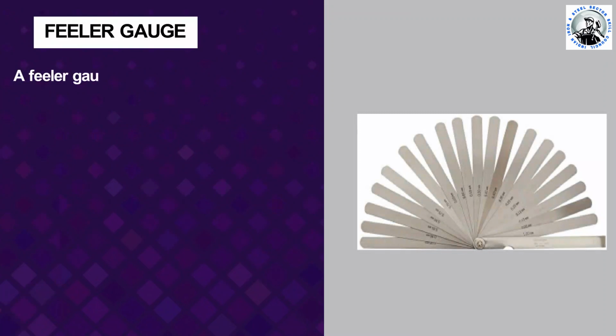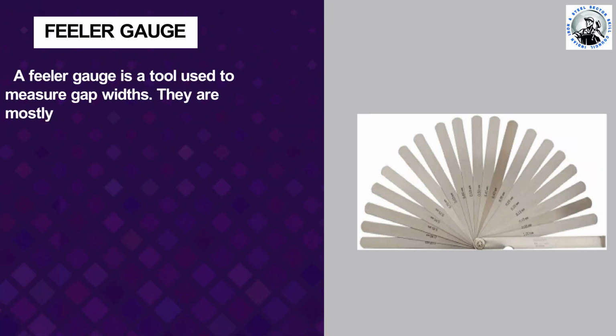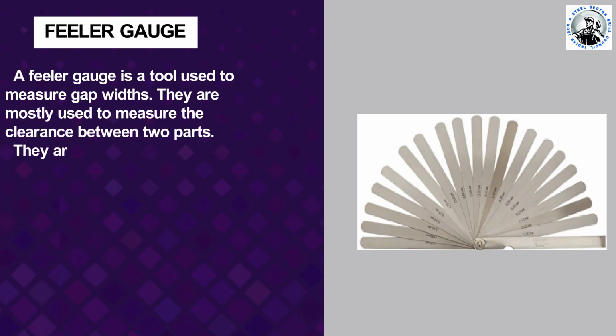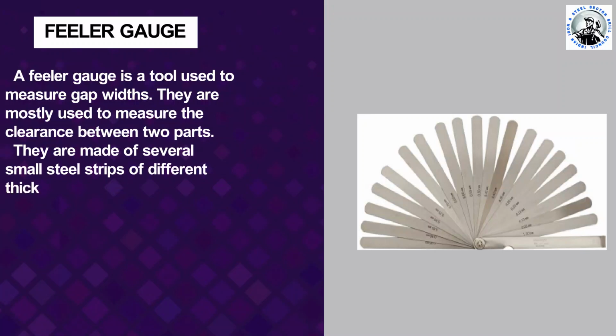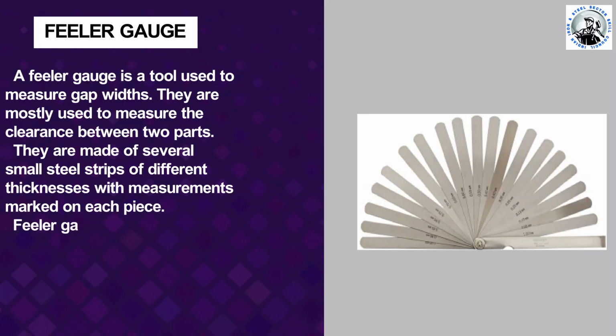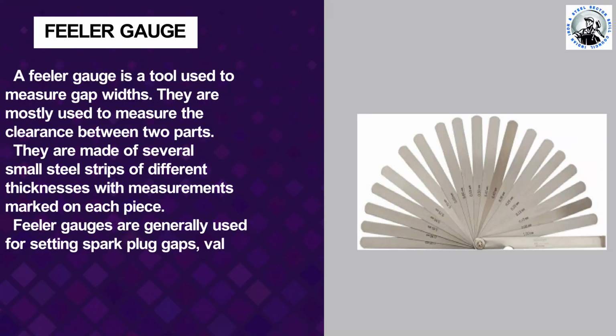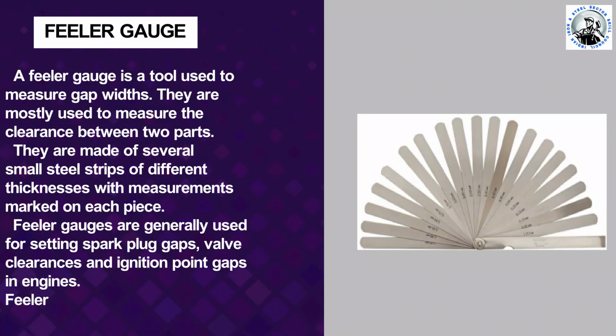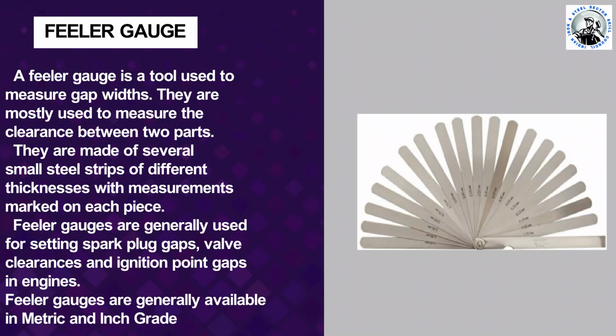A feeler gauge is a tool used to measure gap width. They are mostly used to measure the clearance between two parts. They are made of several small steel strips of different thickness with measurement marked on each piece. Feeler gauge are generally used for setting spark plug gaps, valve clearances and ignition point gaps in engines. Feeler gauge are generally available in meter and inch grades.